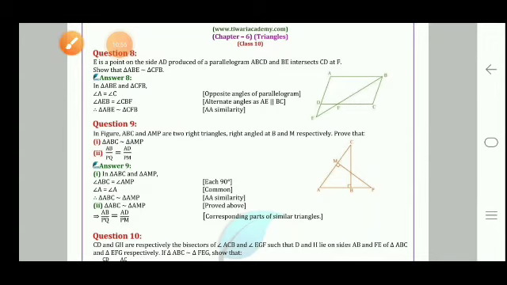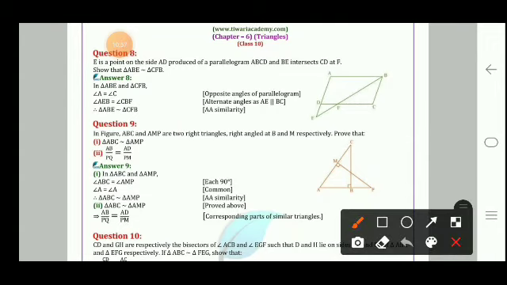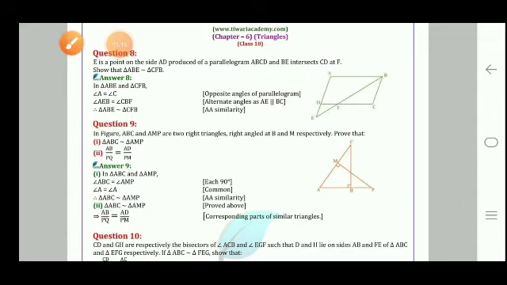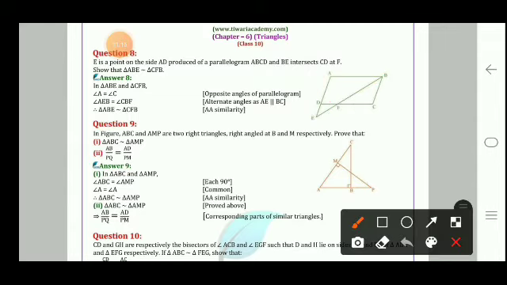E is a point on the side AD. So this is the side AD, and E is a point on the side produced, on a parallelogram. ABCD is a parallelogram, and BE intersects CD at F. Then when we join BD, it intersects at this point. This is F. Now we have to show that triangle ABE is similar to triangle CFB.